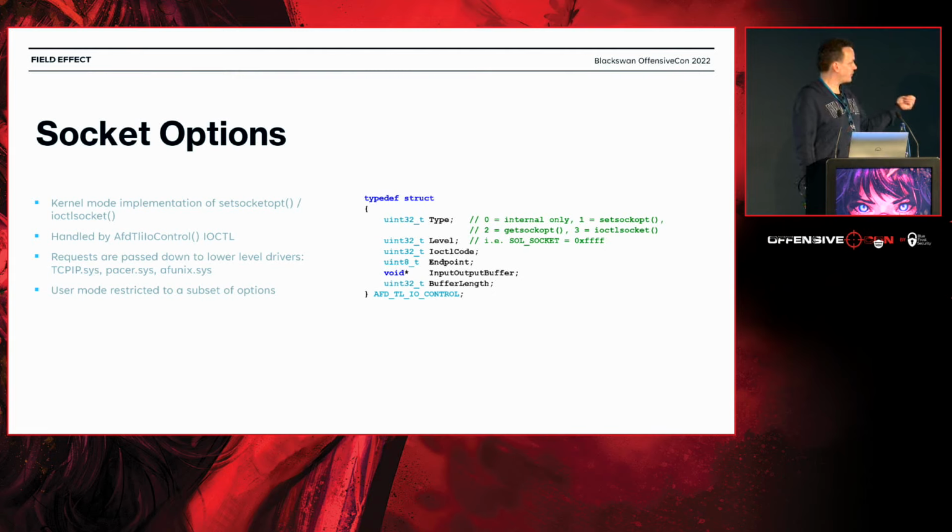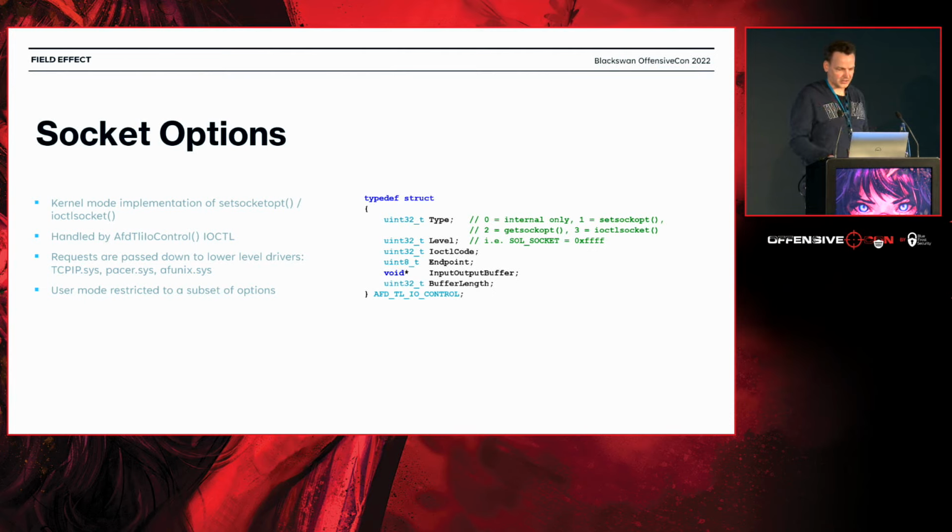So on the right, this is the structure that gets passed in from user mode. We have a type field, which indicates whether you're setting a socket option, getting one, doing the ioctl socket, or it can be 0, which is not allowed in user mode. It's for internal only. You set your level and then ioctl code and then the data that goes in.